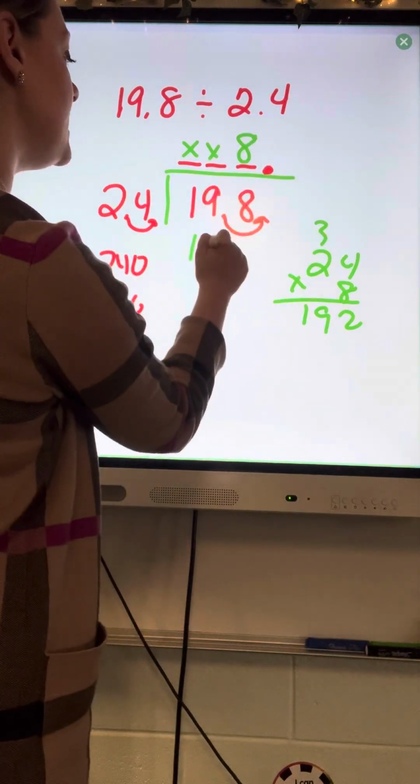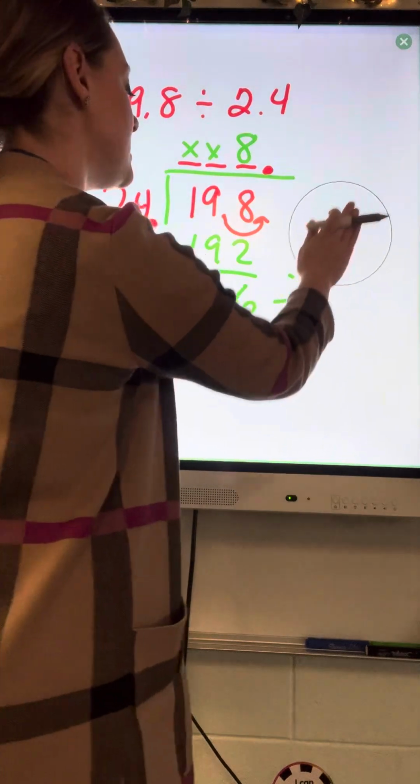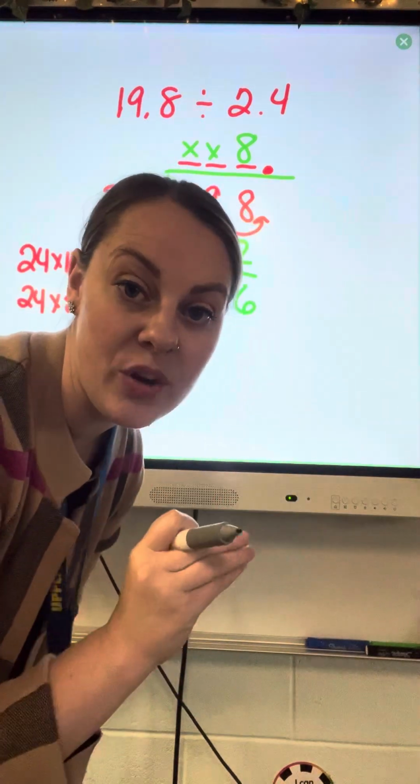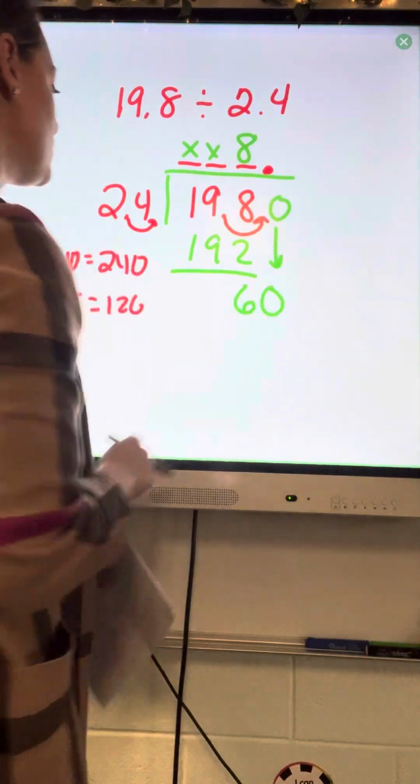So I have 192. When I subtract that, I'm left with 6. I'm just gonna erase this. Never erase your work. I'm only erasing it because I need it out of my way. I just have limited space right here.